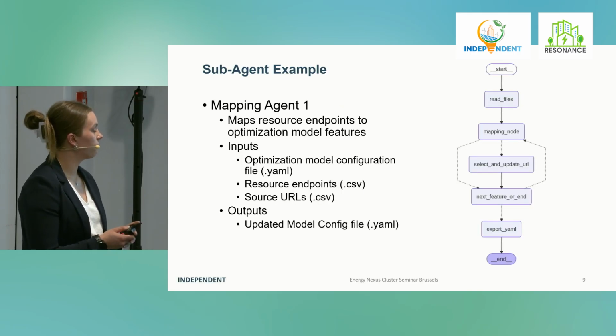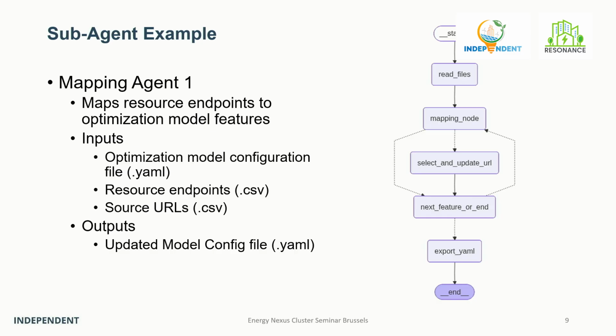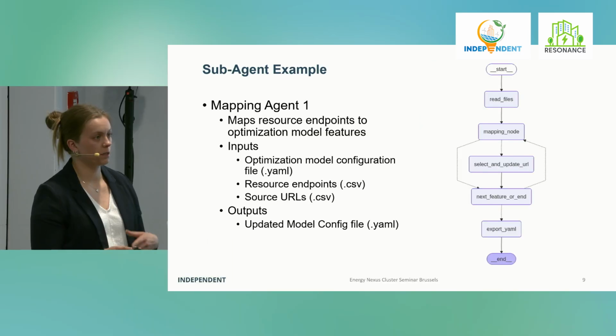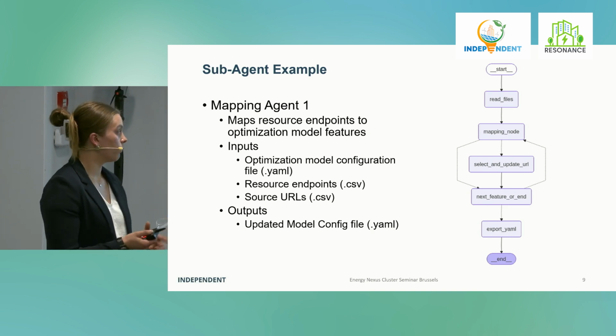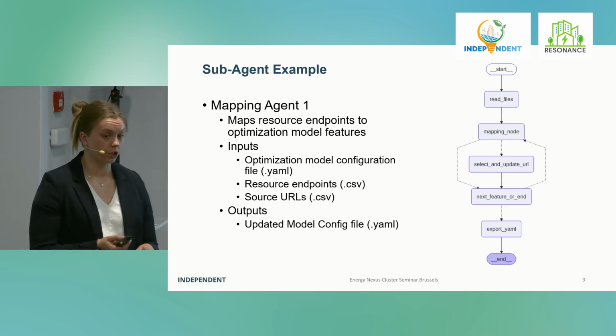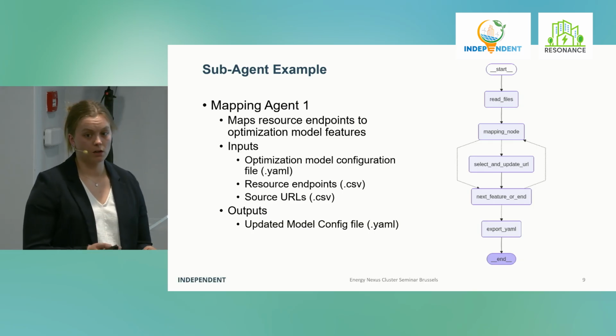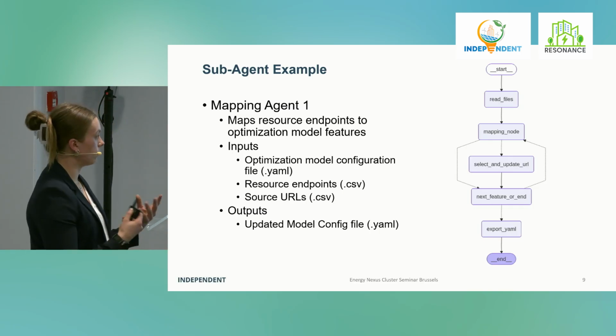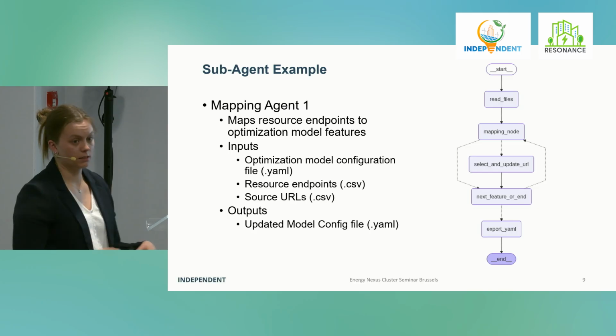And now, as a final thing, I will show a quick example of one of the agents that we have. This is the mapping agent, the one that maps the resource endpoint to the features of our optimization model. For this specific agent, we need specific types of inputs for it to be able to do the process. What we need is some type of context of the actual optimization model. What we're using in the Finnish pilot is a model configuration file that will have descriptions of the features that the model is actually using, things like outdoor temperature, indoor temperature. It'll have resolution, units, things like that.